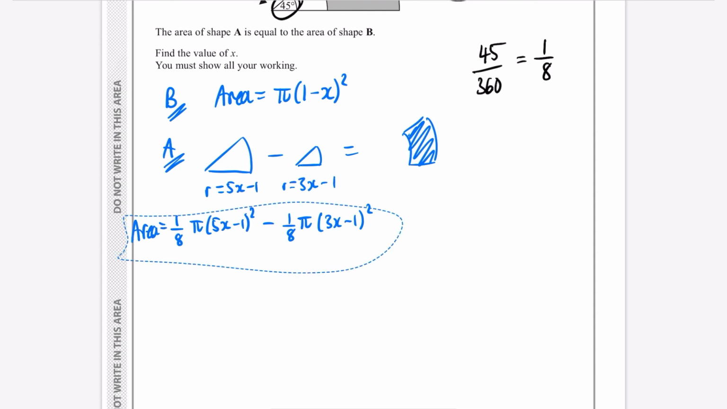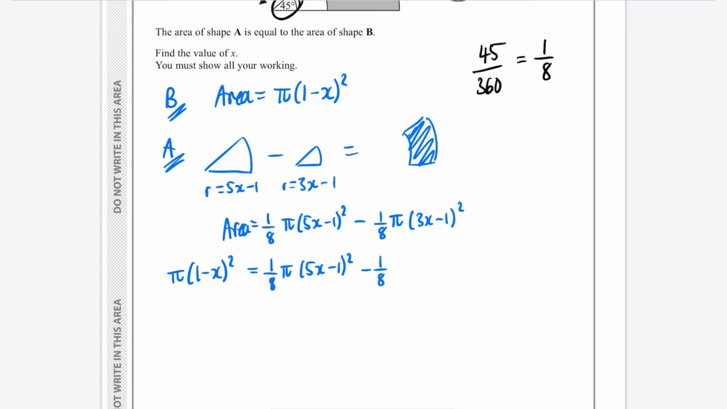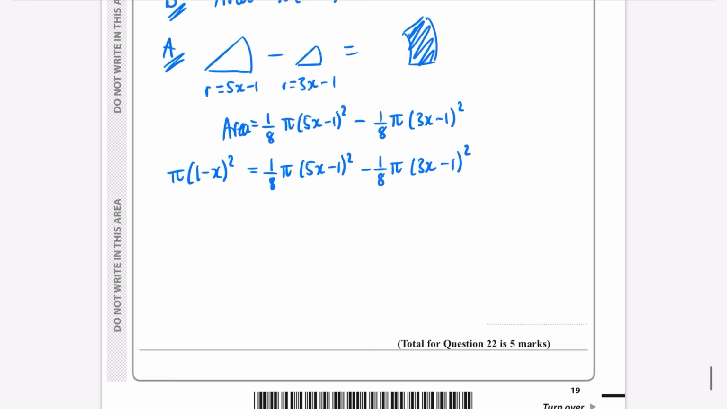I'm just going to shift that across so I've got a bit more space. Now it says that these are equal to each other. So this means that pi (1 minus x) squared is equal to an eighth pi (5x minus 1) squared minus an eighth pi (3x minus 1) squared. Okay, well there's some definite things we can do to tidy this up quickly. I can divide everything by pi. I can divide this, this, and this by pi.